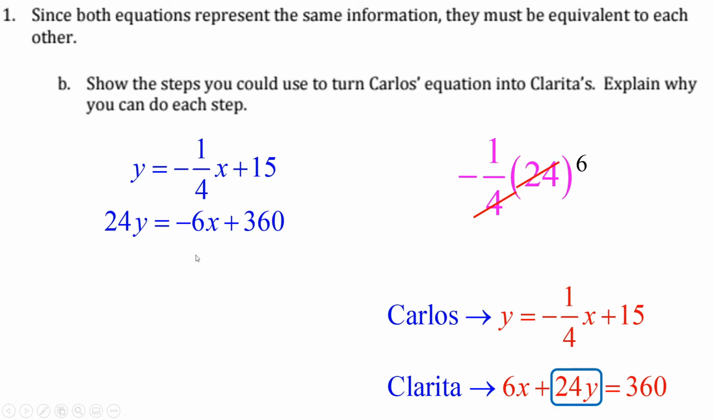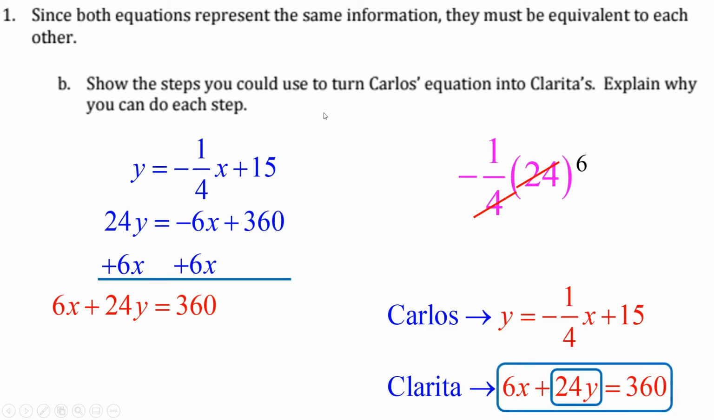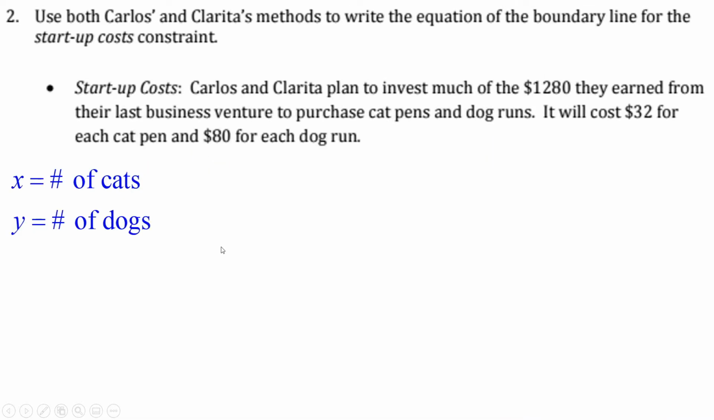Now, we need to get the x and the y on the same side for standard form. So let's add 6x to both sides. Equals, and look what I have. I have 6x plus 24y. I cannot combine those. So 6x plus 24y is, and the negative 6x plus 6x cancels, and I've got 360. And there you have it. Nice.